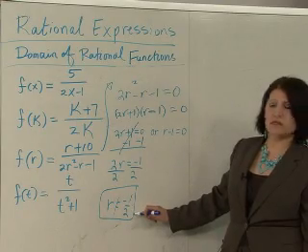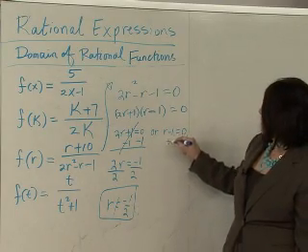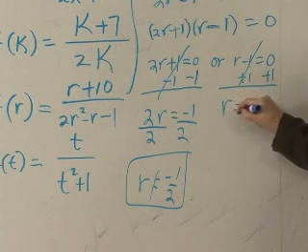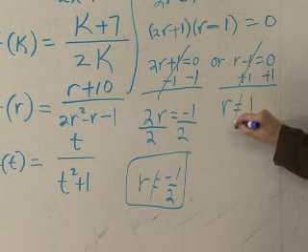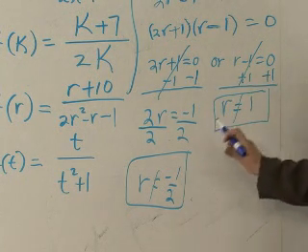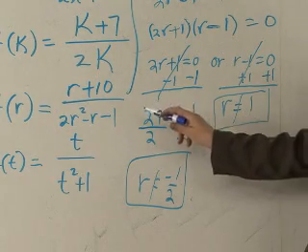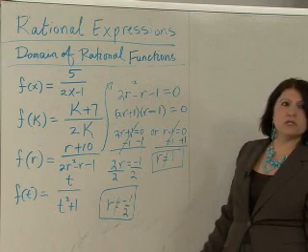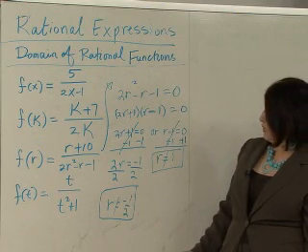You cannot have that. And then here, add 1 to both sides to solve the second equation. So you get r equals 1. And again, r equals 1 makes the denominator 0. For this function to be defined, we can't have 1, and we can't have negative 1/2. So those are the restrictions on the domain of the function.